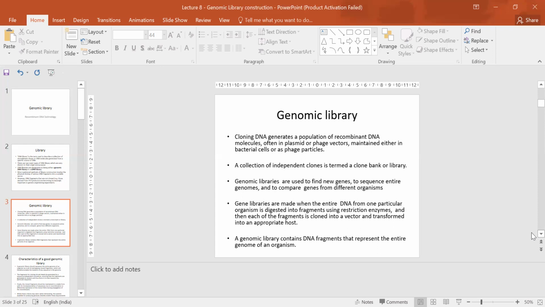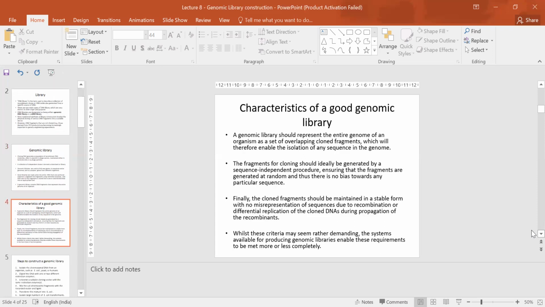And each of the fragments is then cloned into a suitable vector and transformed into an appropriate host. A genomic library contains DNA fragments that will actually represent the entire genome. A genomic library should represent the entire genome of an organism as a set of overlapping clone fragments, which will therefore enable the isolation of any sequence of the genome for our experimental purpose.